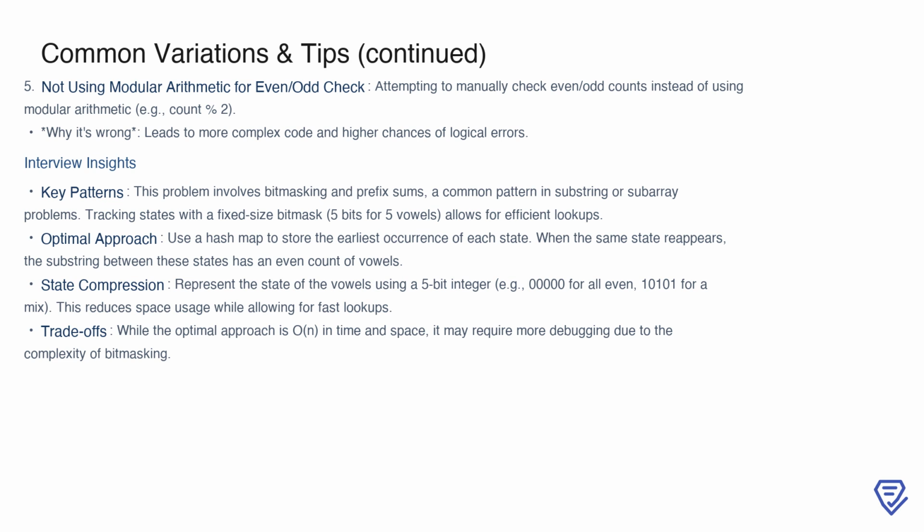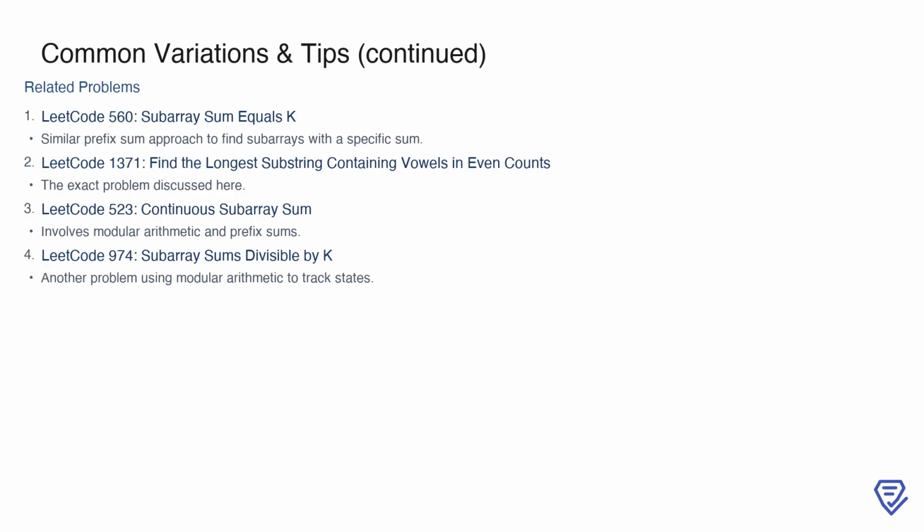However, while this optimal approach runs in O(n) time and space, it might require extra effort during debugging due to the complexity of bit masking. This problem also connects to several related problems that use similar techniques. For example, in LeetCode 560, subarray sum equals k, you use a prefix sum approach to find subarrays that sum to a target value. The problem we're discussing here, LeetCode 1371, also relies on prefix sums but applies them to track even and odd counts of vowels.